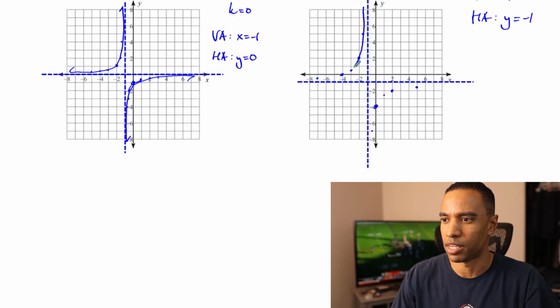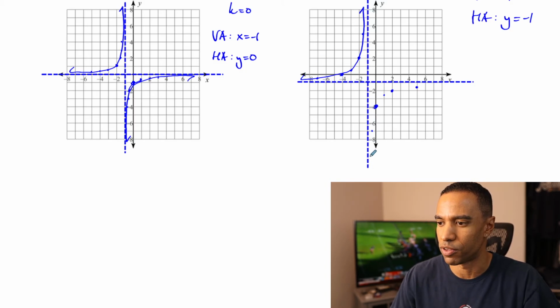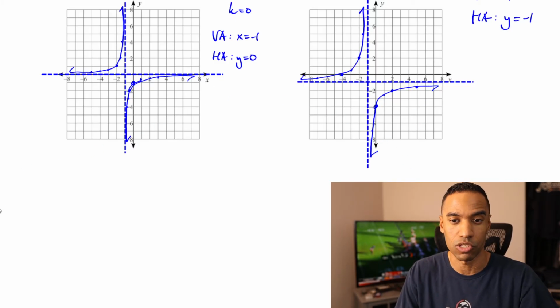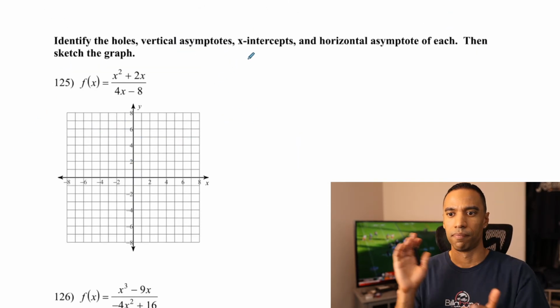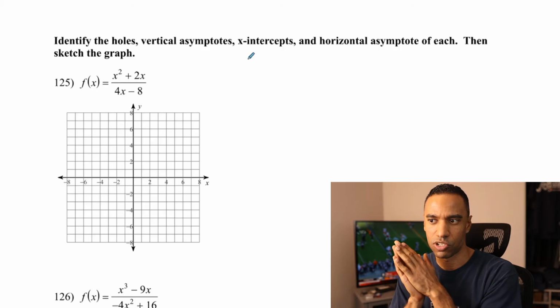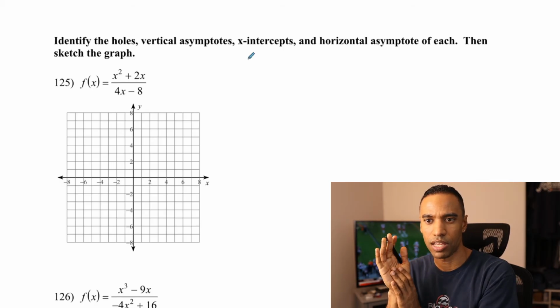I like to get a lot of picky points to just show as precise as I can get, because these are the actual y values for these x's without using a table, which is kind of sweet. And I won't use those for the more complicated graphs, which we may be running into right now. I don't know. Let's see. Yes, we are. Identify the holes, vertical asymptotes, x-intercepts, and horizontal asymptotes of each, then sketch the graph.